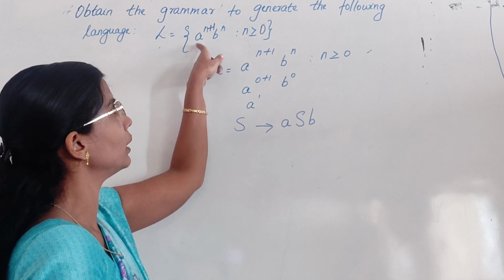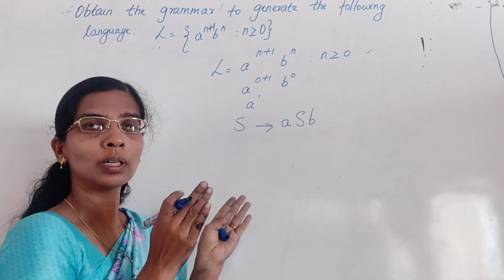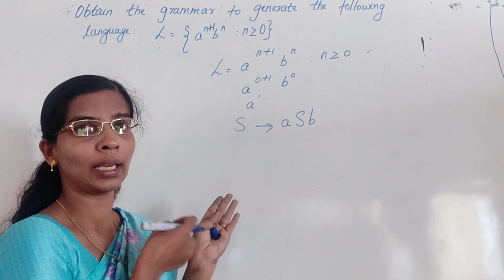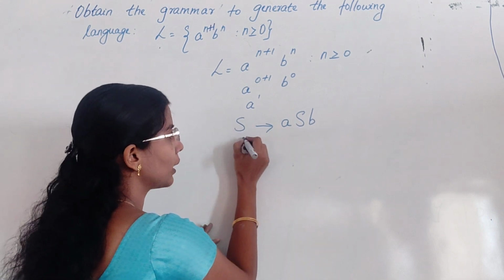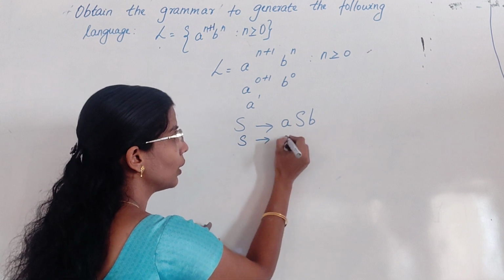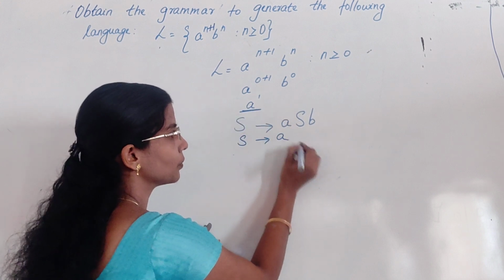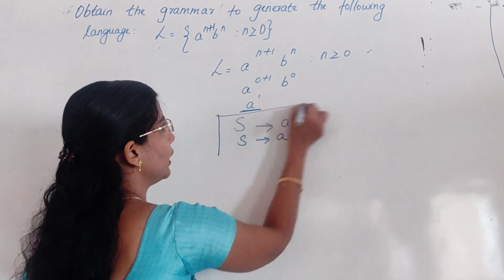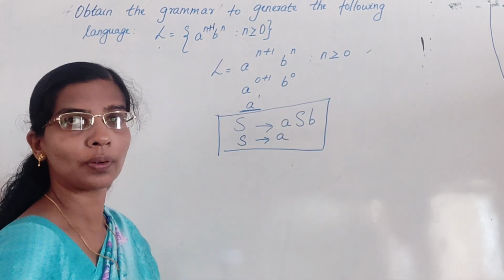A^n B^(n+1), both, right? One A extra than B. So how will I write this? How to stop this with this minimum A? Now you take, this is your final grammar.